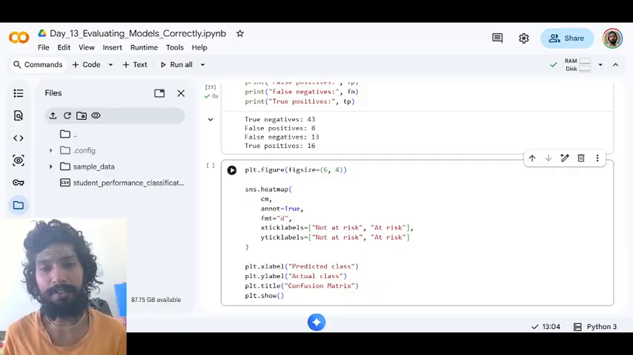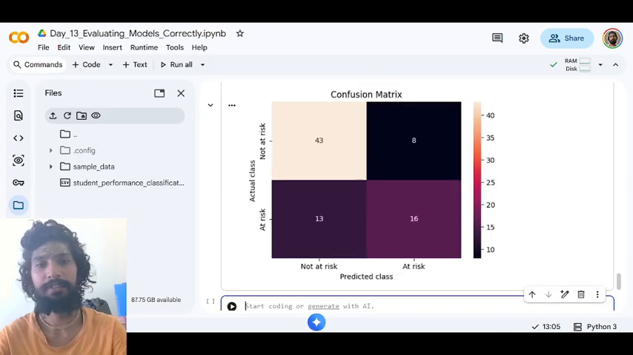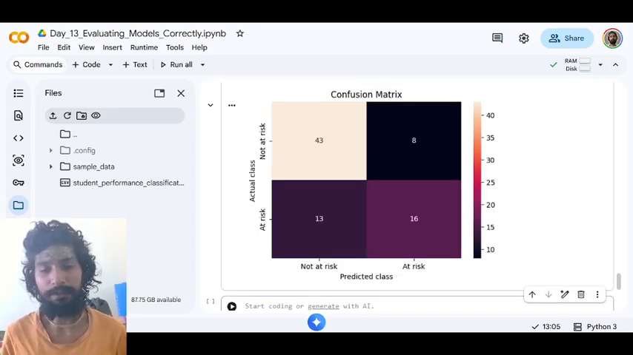Before continuing, pause and identify the true positive box, the true negative box, the false positive box, and the false negative box. Do not judge the model only by looking at the darkest box. A class with more observations will naturally produce larger numbers.